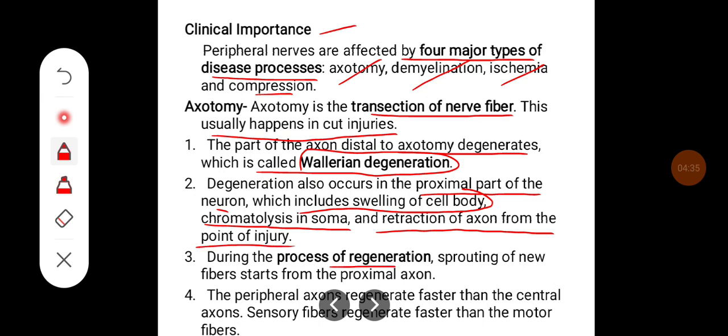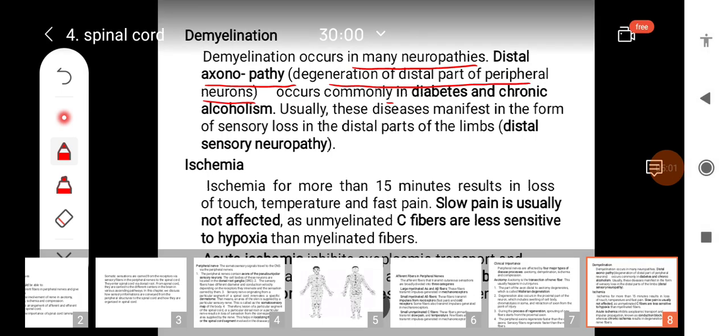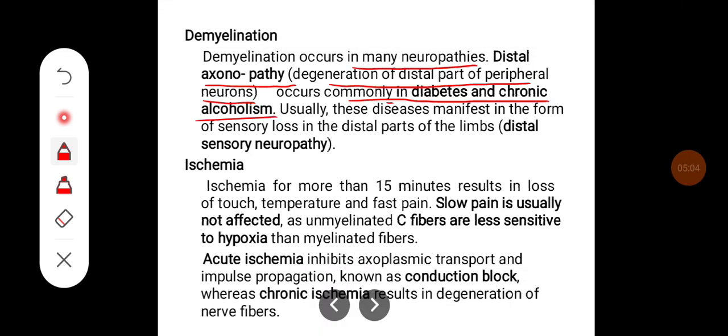During the process of regeneration, sprouting of the new fibers starts from the proximal axon. The peripheral axons regenerate faster than the central axons. Sensory fibers regenerate faster than motor fibers. Demyelination occurs in many neuropathies. Distal axonopathy, that is degeneration of the distal part of the peripheral neurons, occurs commonly in diabetes and chronic alcoholism. Usually these diseases manifest in the form of sensory loss in the distal parts of the limb, that is distal sensory neuropathy.